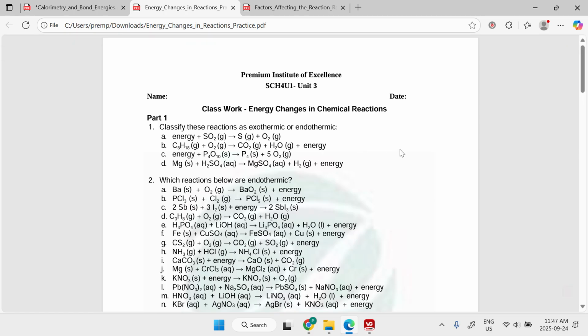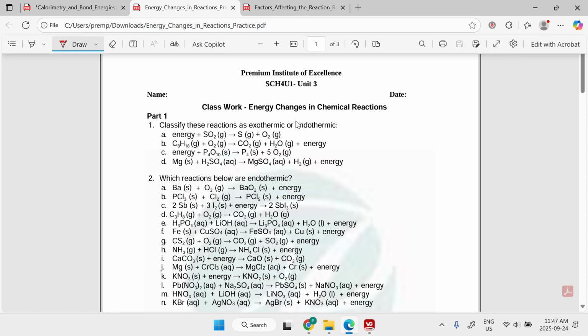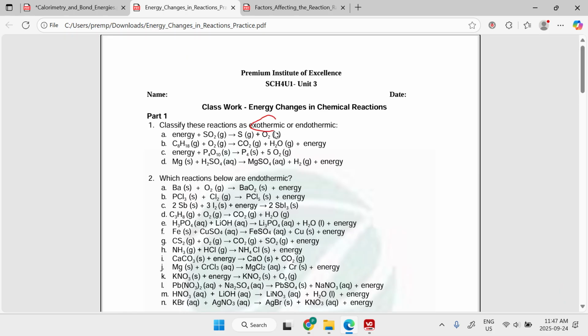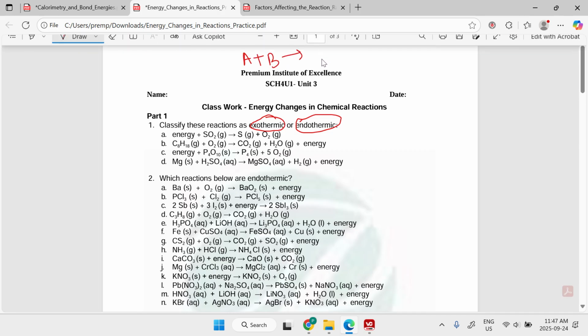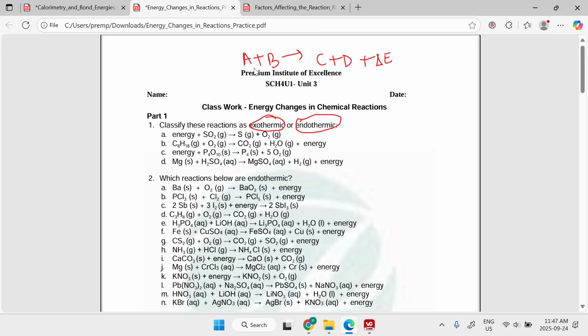That's called energy change and how we figure out whether a reaction is exothermic or endothermic. A reaction is exothermic if the heat is going from the system to the surroundings, and endothermic is when the heat is going from the surroundings to the system. If we have a reaction like A plus B equals C plus D plus some energy, that means A and B are reacting and making C and D and liberating some energy. So this is your exothermic.